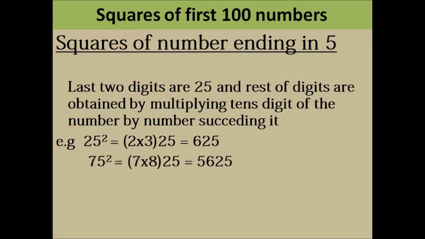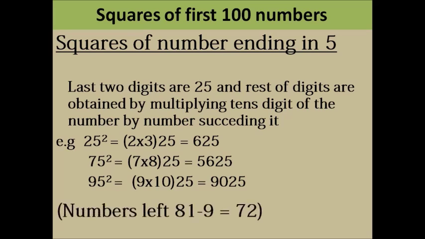Similarly for 75, the last 2 digits are 25, the rest of the digits: 7 multiplied by the number succeeding it, that is 8. 7 into 8, 56, so 56, 25. Similarly for 95 square, 9 into 10, 90, last 2 digits 25, so 90, 25. This is very simple. So you are now left with 72 numbers. You have learnt 28 numbers, out of which 19 numbers you knew, and 9 numbers I made you learn right now. So now let's see further.